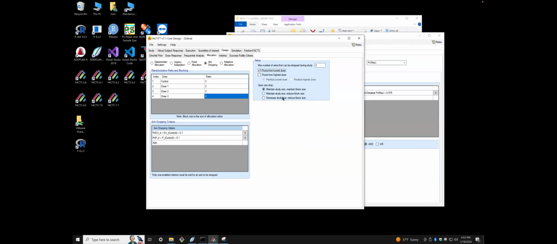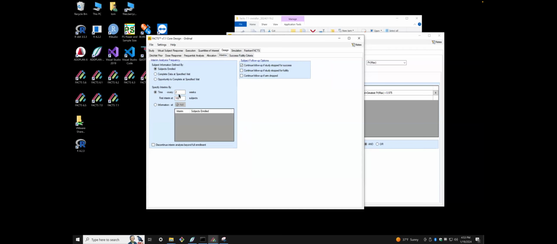And then I get to choose what the dropping rule is. So I can say, well, we'll keep the study size, but reduce the block size, so maintain the same allocation ratio. And then I'll need some interims. I might have, say, 1 at 50, 1 at 100, and 1 at 150 subjects complete.